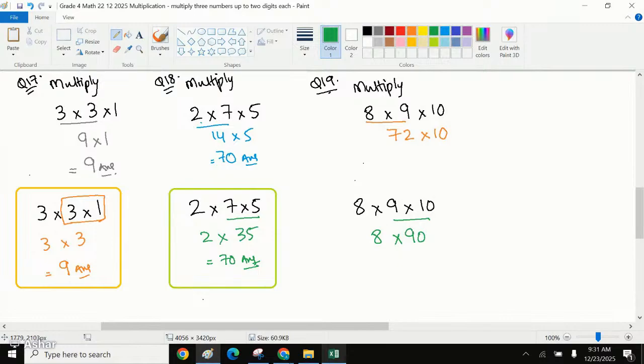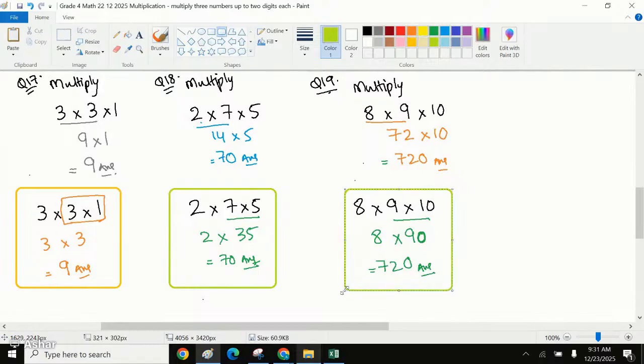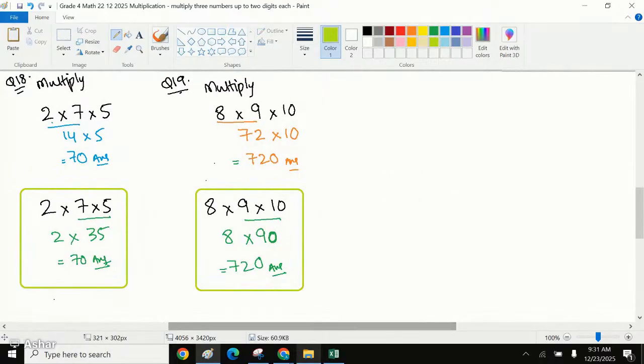So what should be the answer? 8 multiplied by 9 multiplied by 10. Okay. The answer would be 720. Thank you so much. That becomes 720 when we multiply 72 by 10, or 8 multiplied by 9 is 72, and we bring down the 0 as it is. Okay. Moving on further to the next question.